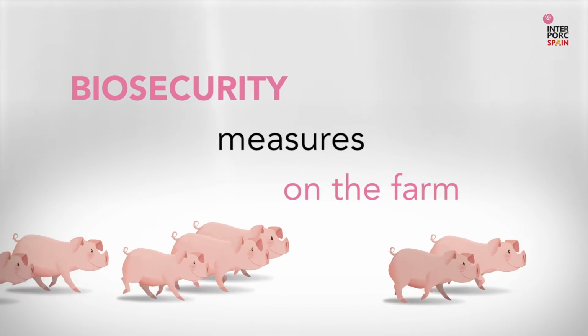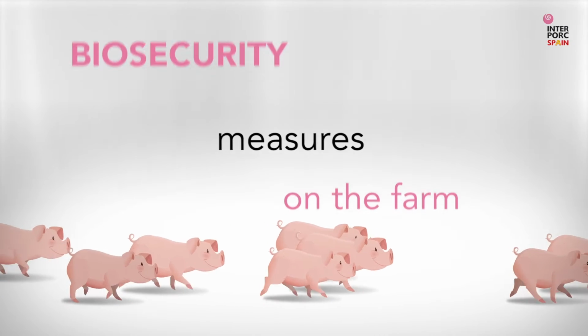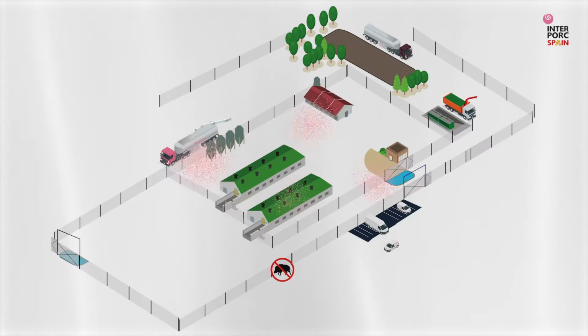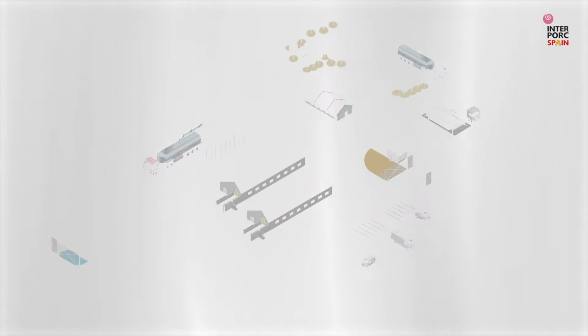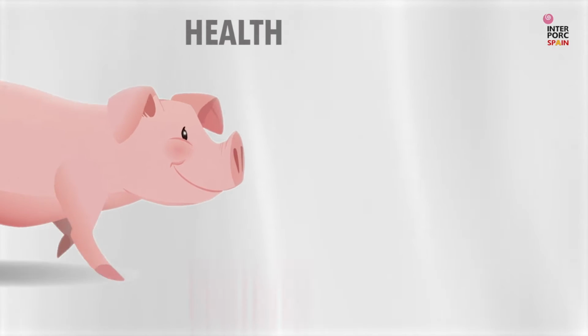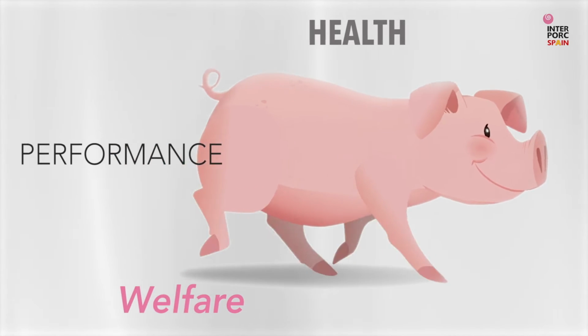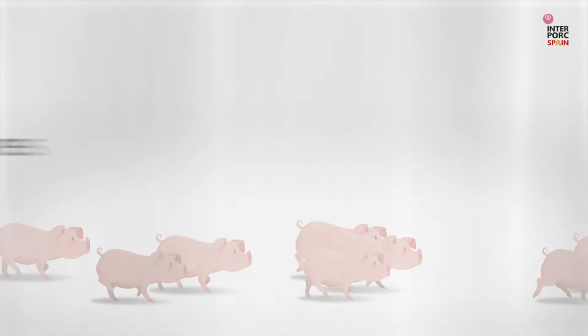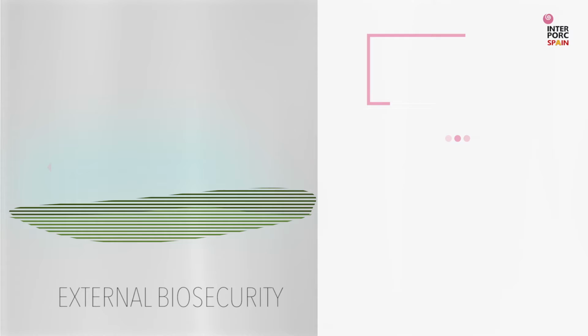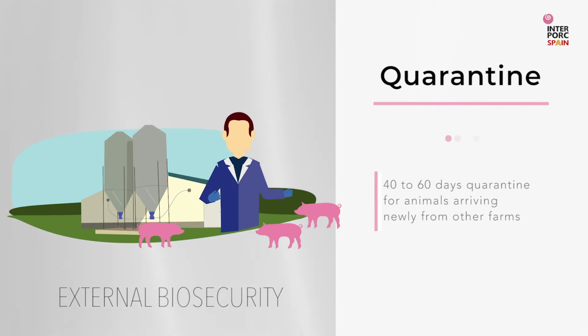Biosecurity consists in the application of a series of measures designed to prevent disease-causing agents that could affect the health, welfare and performance of our animals from entering and spreading amongst our farms. There are two types of measures, external and internal. The external biosecurity measures are quarantine for newly arriving animals.